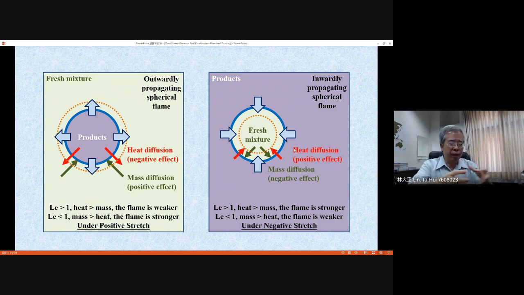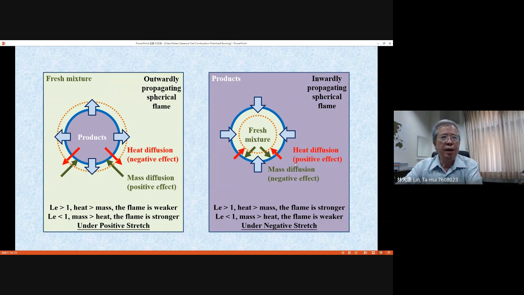In this case, the flame surface becomes larger. Then we call this flame under positive stretch. Okay, but in this case, the flame is actually propagating inwardly to the center. That means the flame surface is continually reduced. Then you will think this flame should be under negative flow stretch. It's under compression.